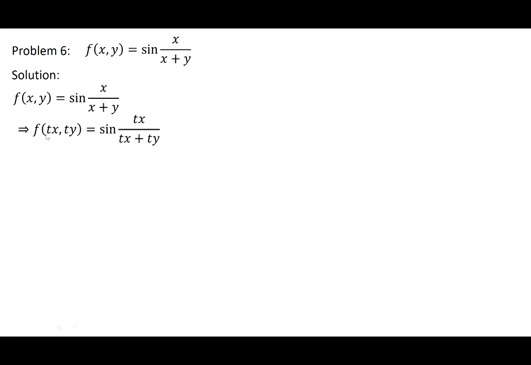Is this function homogeneous, and if so, of what degree? What did we say? How do you go about doing this? Figure out f of tx comma ty. So let's do that. If f of xy is this, f of tx comma ty, replace x with tx and y with ty. So we do this. Can we factor out a t from the bottom? Yup. Would that t and this t cancel? And so would we get sine of x over x plus y? Yep.